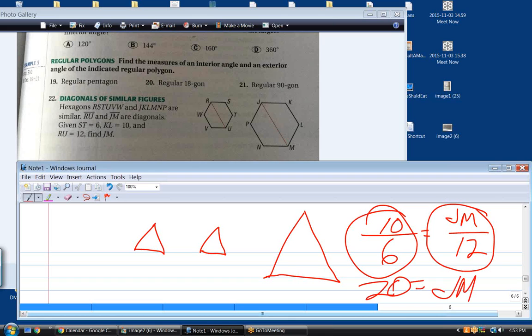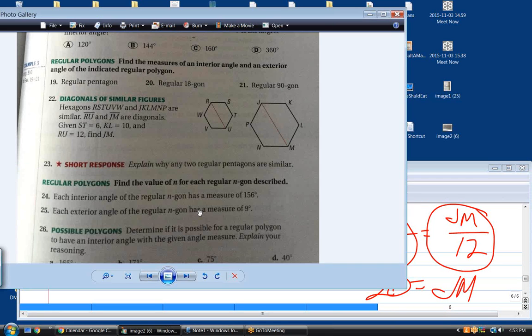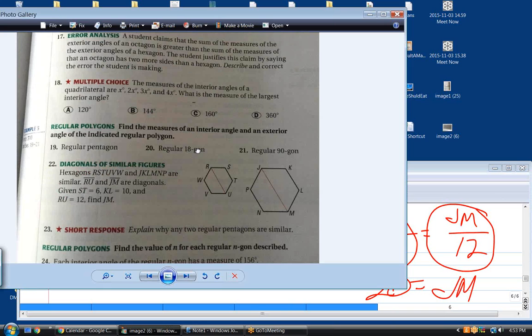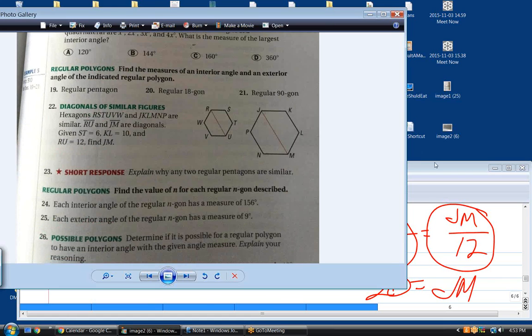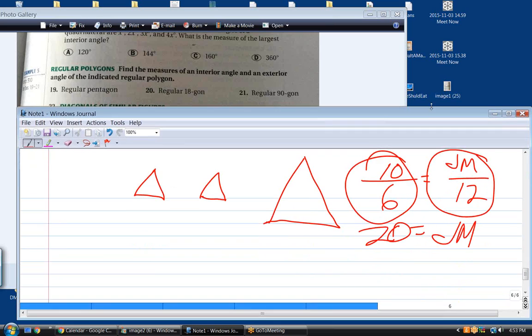Okay, all right, let's see. We've got a few minutes left here. Find the measure of interior and exterior angle. Let's do 19, 20, and 21, or at least one of them.